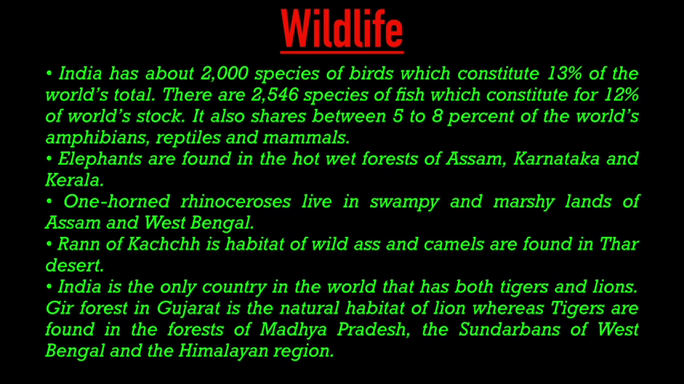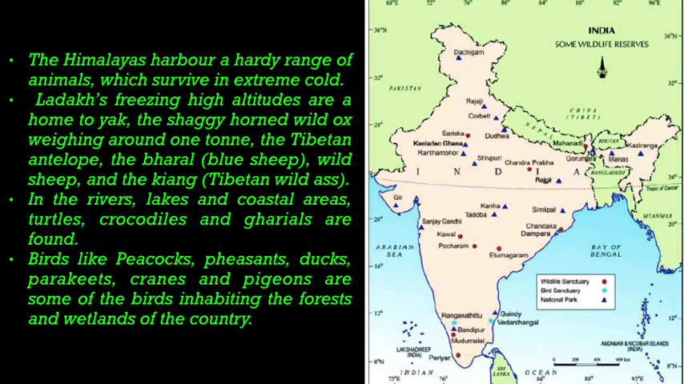That is unique. The Gir forest in Gujarat is the natural habitat of the lion, whereas tigers are found in the forests of Madhya Pradesh, the Sundarbans of West Bengal, and the Himalayan region. The Himalayas harbor a hardy range of animals which survive in the extreme cold, that is negative temperatures.